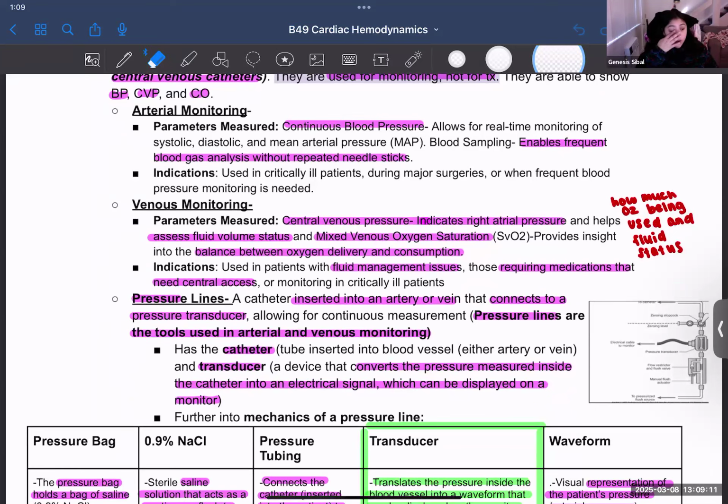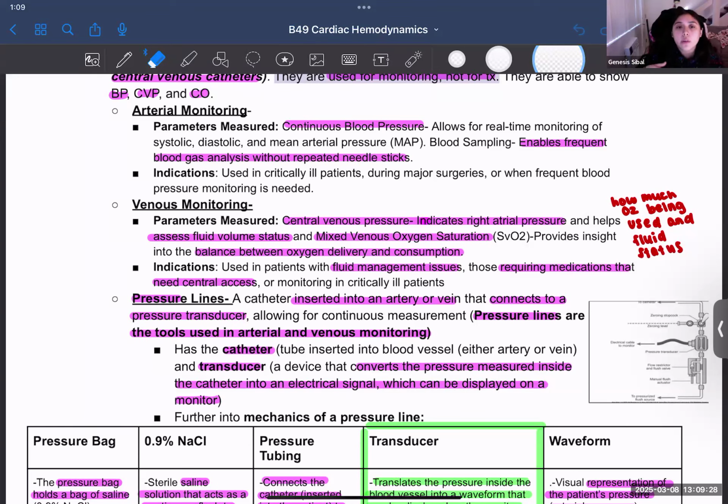So when we're talking about arterial monitoring, basically your parameters that you're measuring. So keep in mind when we're doing the blood pressure cuff, I think I talked about this in third. When you're doing the blood pressure cuff, you're talking about arterial pressure. We're looking at the arterial pressure, right?